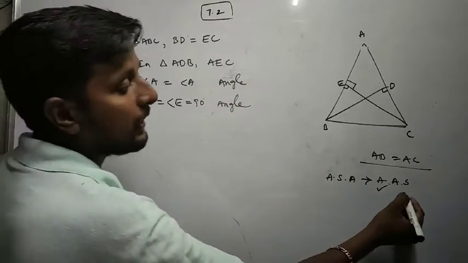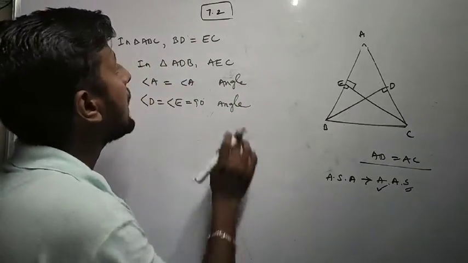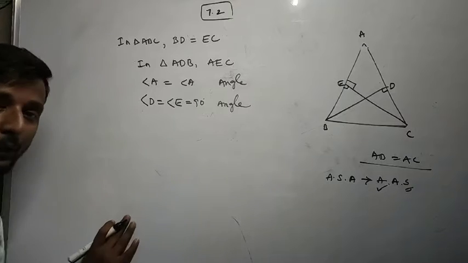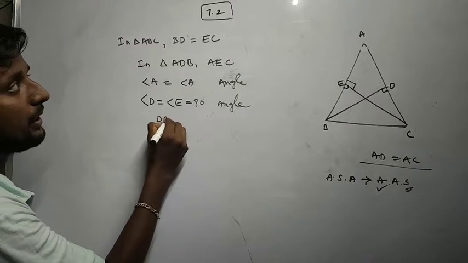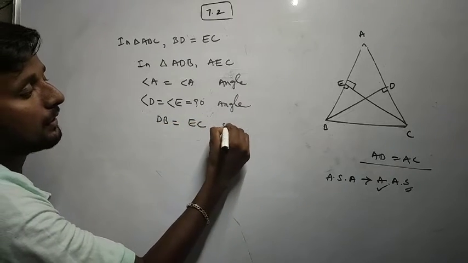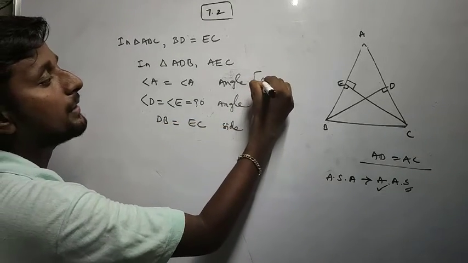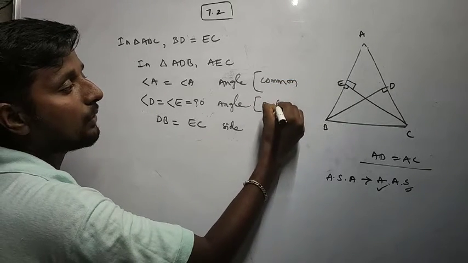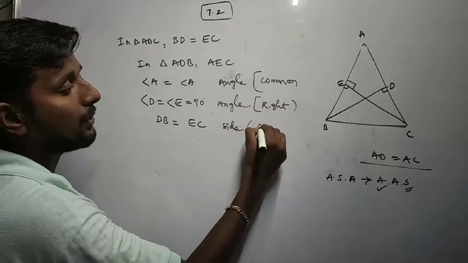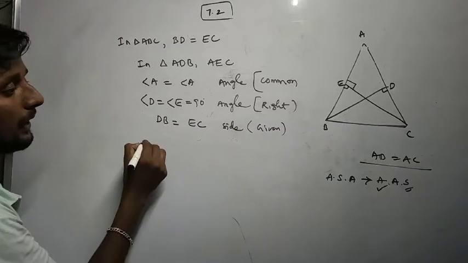Along with the two angles, we need one side for equality. As we know, BD and EC are altitudes, even though they are sides, correct? So here I'll write DB is equal to EC, that is a side, and it is given. The common angle and the right angles are equal, correct?